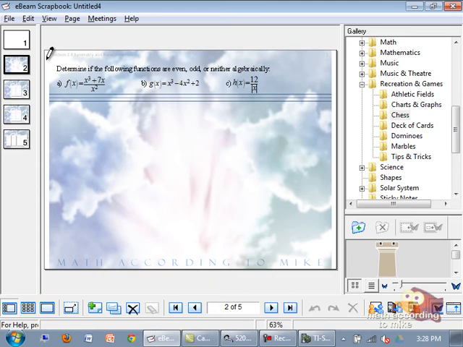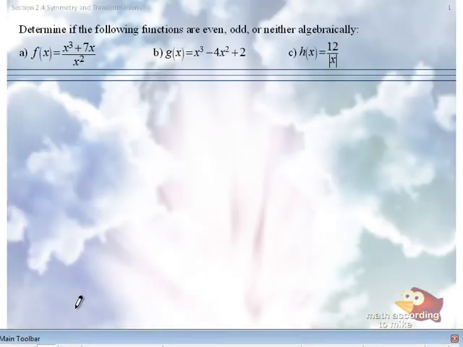So let's do an example of looking at three functions and determining if they're even, odd, or neither even nor odd. We'll go one at a time. Just write down one at a time. F of x is x cubed plus 7x all over x squared. We'll do the first two together, and then I'll have you do the third one on your own.